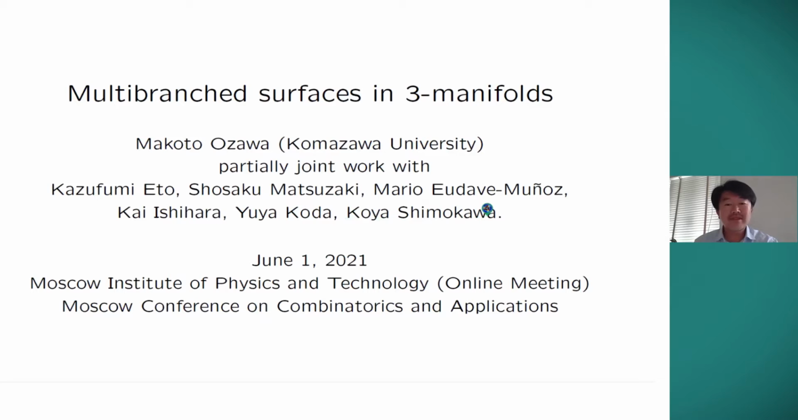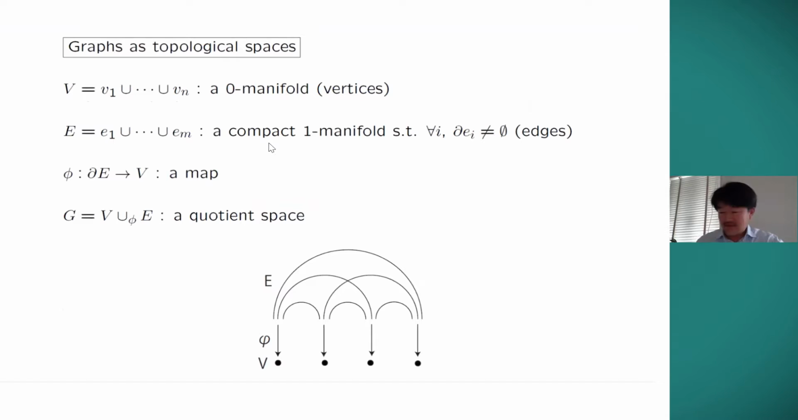First, let's consider graphs as topological spaces. Let V be a zero manifold. This corresponds to vertices. And E is a compact one manifold such that for each component, the boundary is non-empty. So this corresponds to edges. And we consider a map from the boundary of E to V. And we consider the quotient space of V union E via this map. So for example, we consider a zero manifold for vertices and a compact one manifold for edges. And we consider this map.